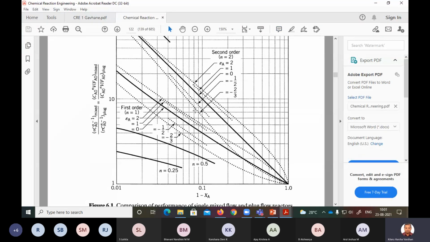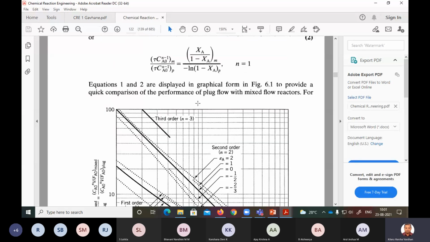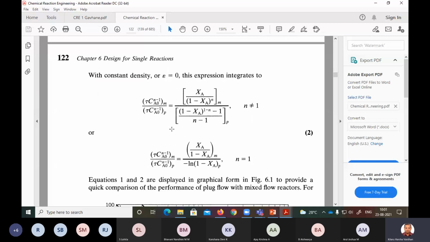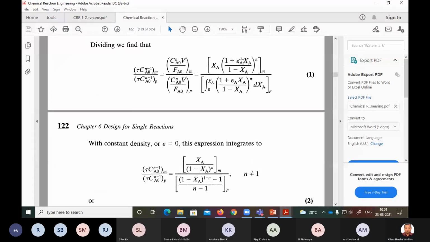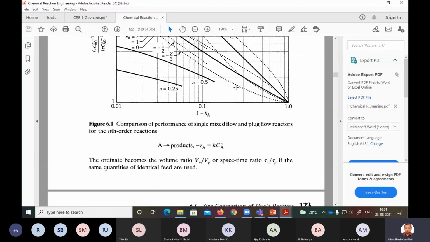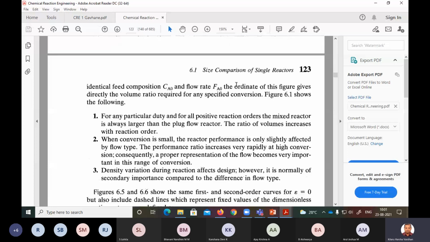So your ratio of the tau for a mixed reactor to a plug flow reactor not only changes with order, it even changes with the amount of the expansion. It changes with the amount of the expansion, right? So that is what this curve will give you. I'll just equate some points.